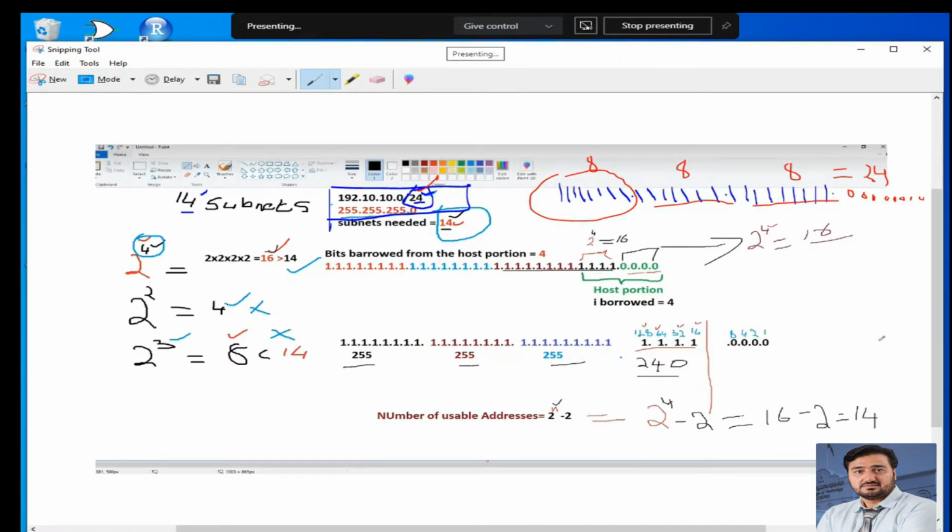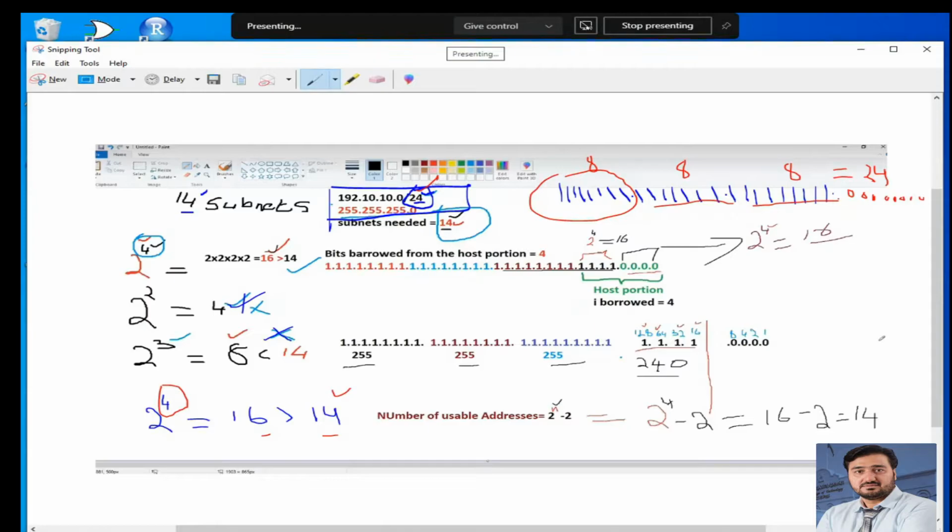See, 2 power 2 becomes 4. It does not meet our requirement, so it is less. 2 power 3 is 8. 8 is less than 14, so it does not meet our requirement. Then 2 power 4 means 16. 16 is greater than 14, and it is the closest to 14, so this value is acceptable.